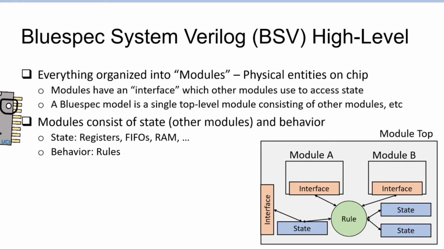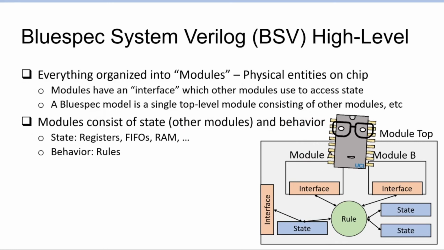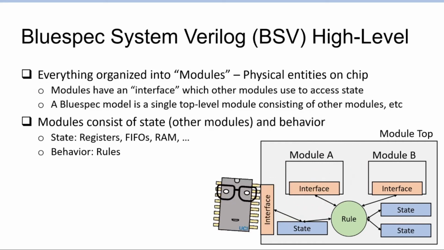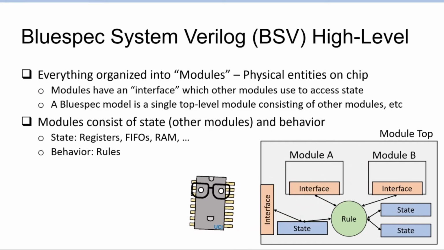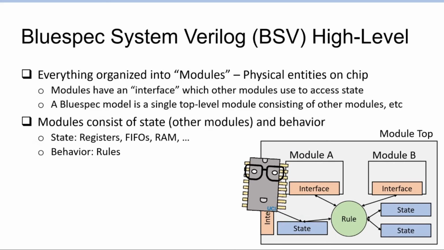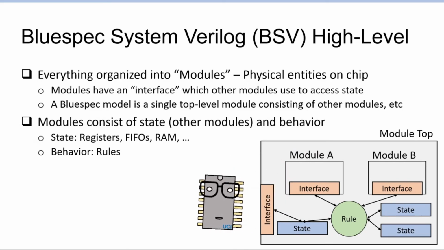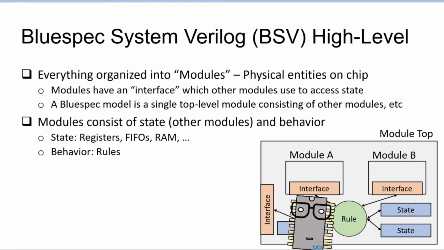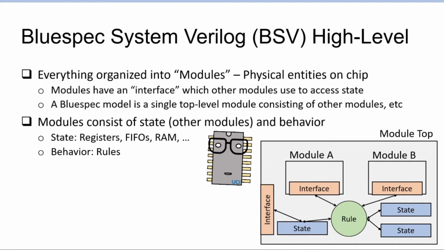In the Bluespec model, anything you build using Bluespec, an accelerator that you will build, consists of a single top-level module, like you see here. It consists of a single top module, consisting of other submodules, module A, module B, etc. And modules consist of state, which are registers and other modules, and behavior, which is represented as rules. This is pretty much the big gist of Bluespec.